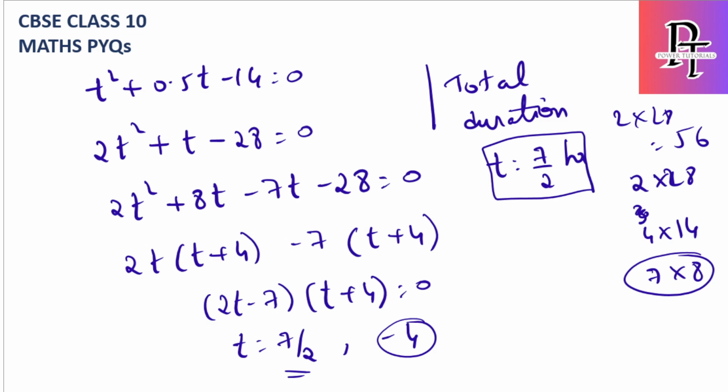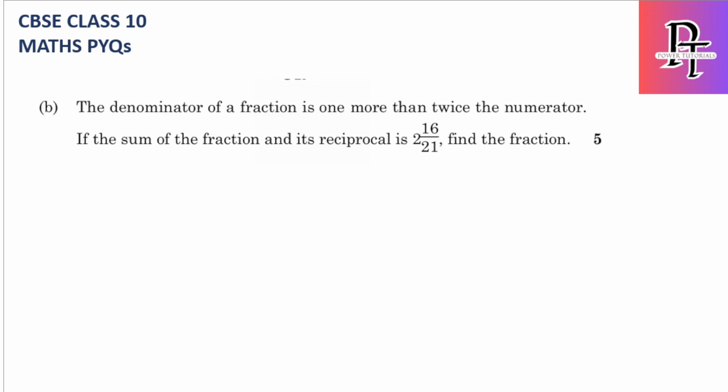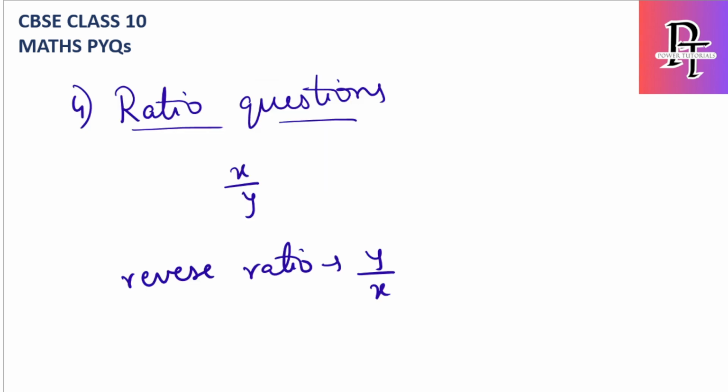Okay, let's move to the next step. The fourth type of case study questions is ratio questions. This is an easy one because ratio is nothing, we have numerator and denominator. X is numerator, y is denominator. So if they say in the question reverse ratio, the ratio is reversed, then it's simple. Instead of x by y, it becomes y by x. So you can say numerator is equal to 5 times denominator, or numerator is equal to 5 plus denominator. So based on the condition, you have to use it and get the answer.